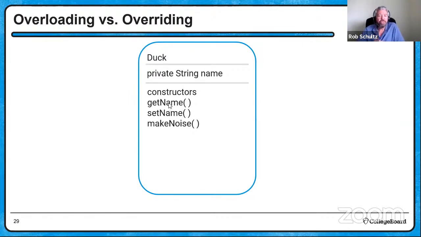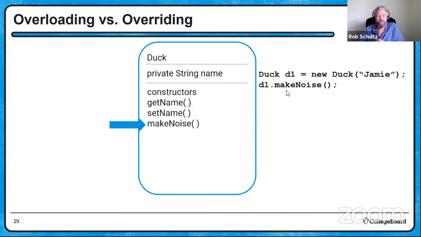We have our constructors. We have a get name method, a set name method, and a make noise method. So if I go out and I say Duck d1 equals new Duck named Jamie. Hi, Jamie. d1 is going to make noise, and it's going to call the make noise method and say quack. Does everything it's supposed to.